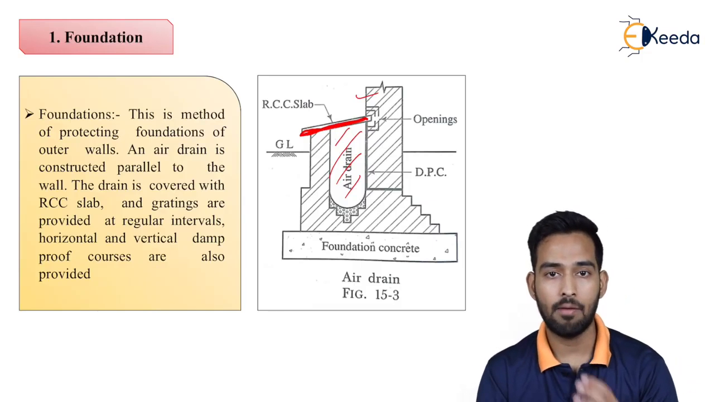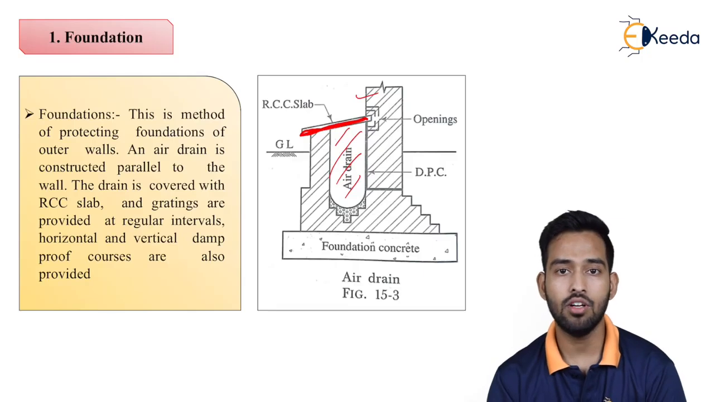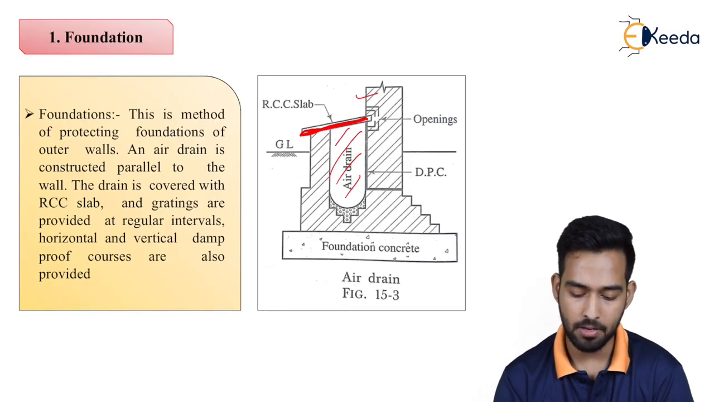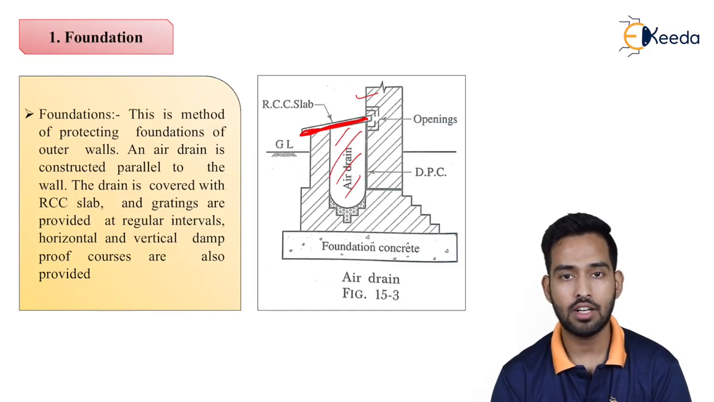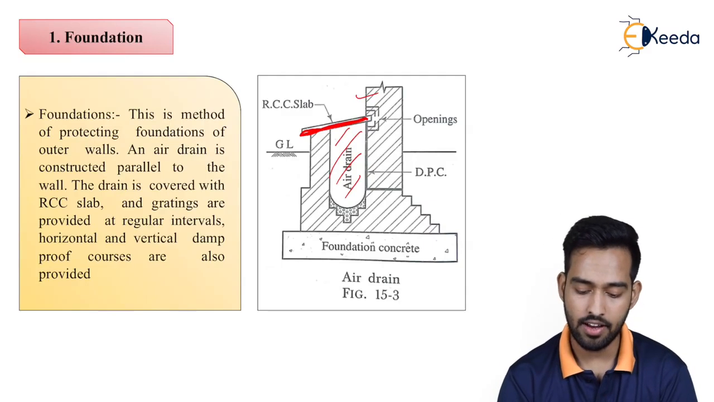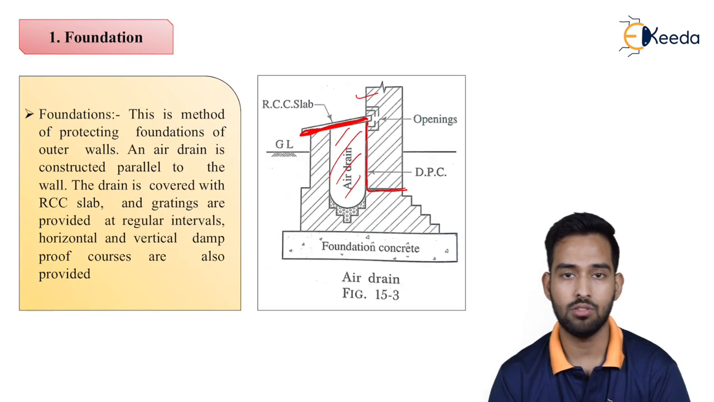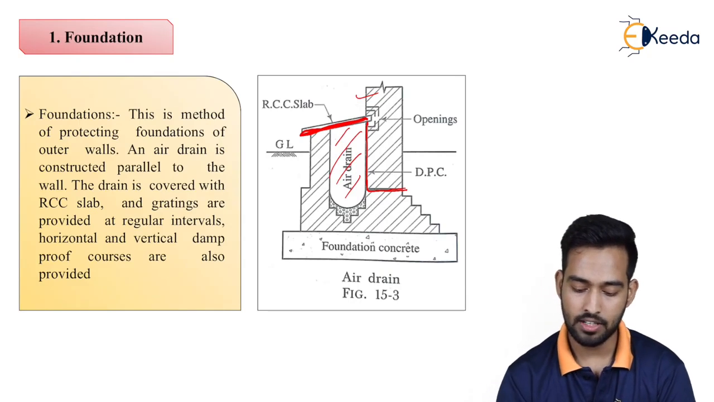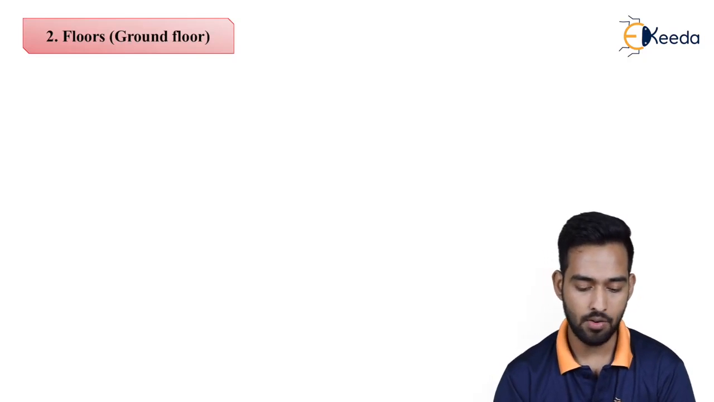Whenever we have to go for damp-proofing of your foundation, we have to provide an air drain next to your wall. Why do we provide an air drain? Because if the external wall comes in direct contact with the soil, there are more chances of moisture transferring to it. So we provide an air drain, and with this air drain we also provide a damp-proof course. As you can see here, a vertical and horizontal continuous damp-proof course is provided for the wall to trap your capillary action.